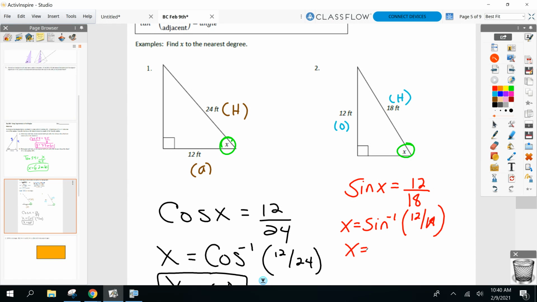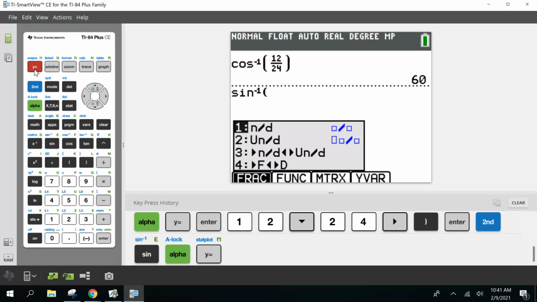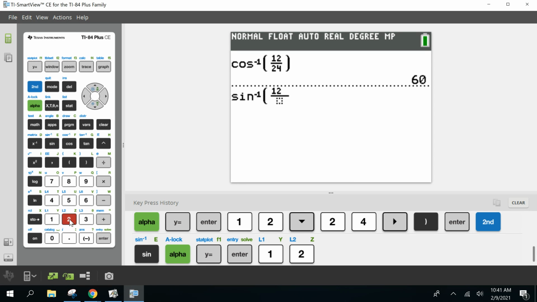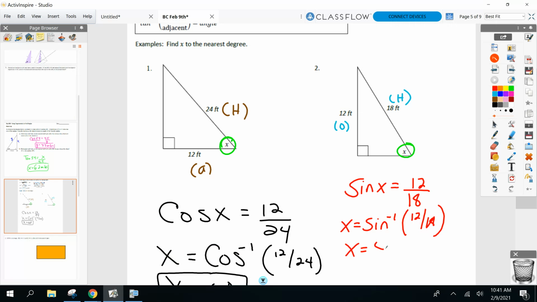Go back to your calculator again. Second sine, 12 over 18. To the nearest degree, it's about 42 degrees. All right, 42. There we go.